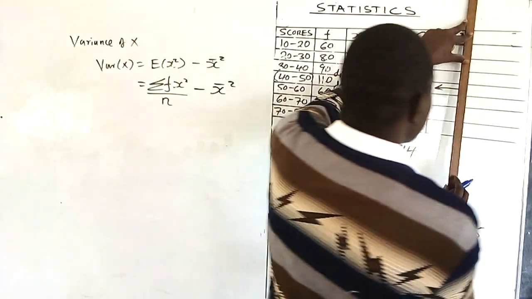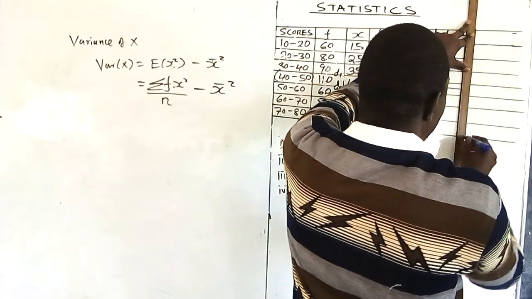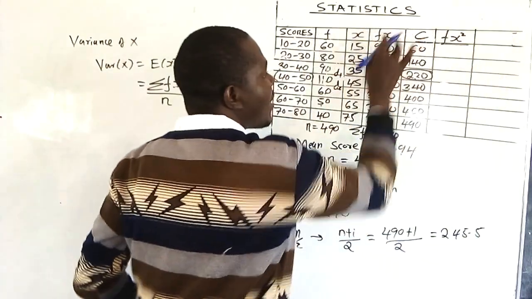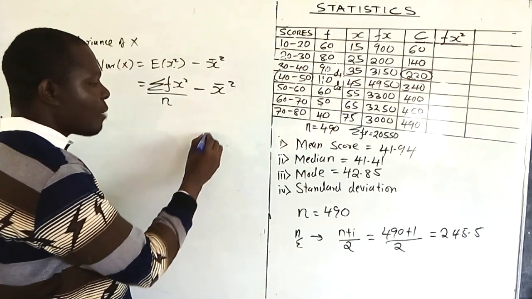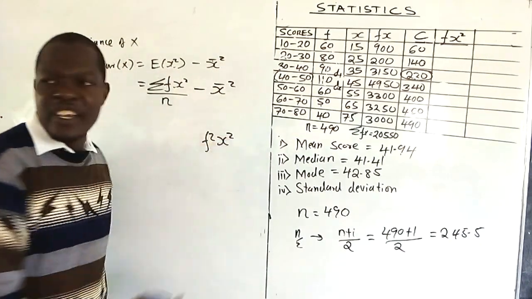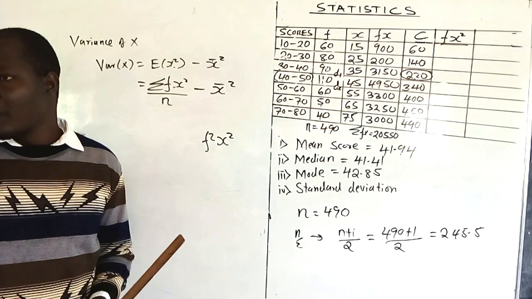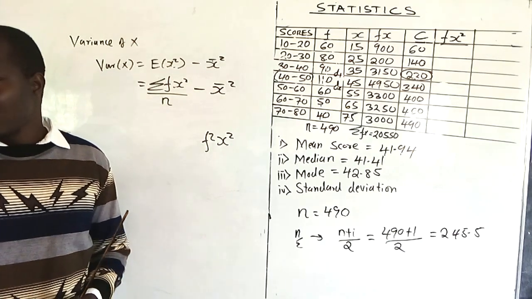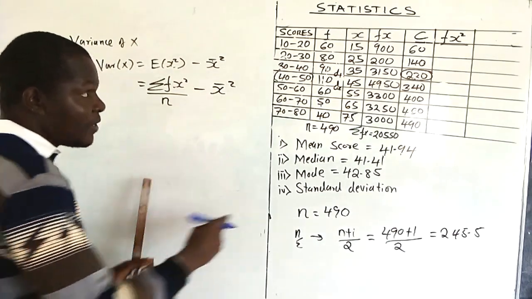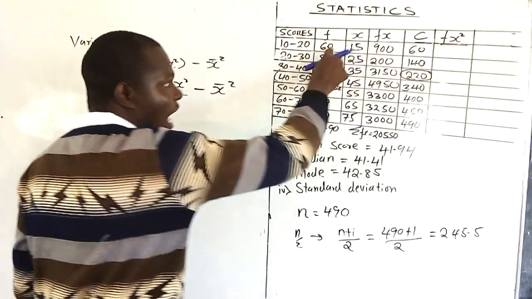So remember, when you are looking for the column of fx squared, you don't square the column of fx. Because if you square the column of fx, you'll get f squared x squared, and that is not what we are looking for, isn't it? Are we together? So you take f times x squared.